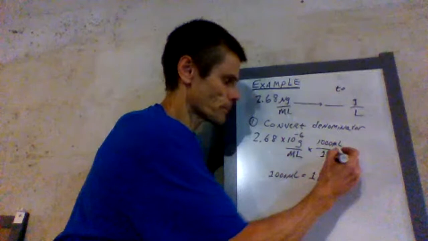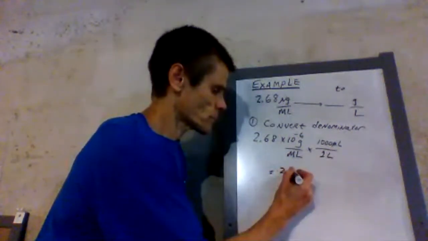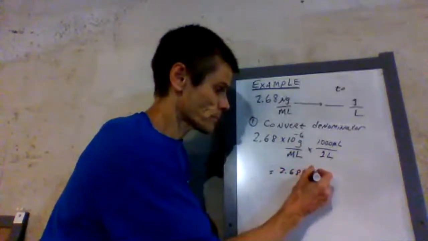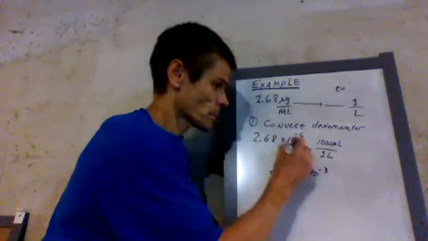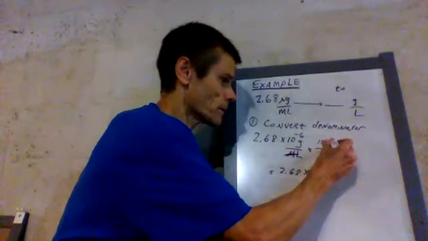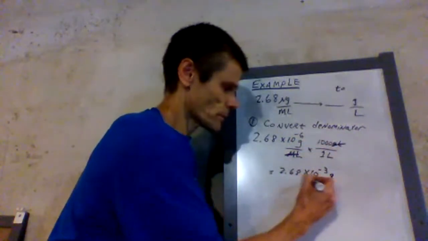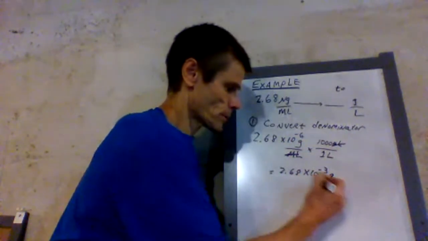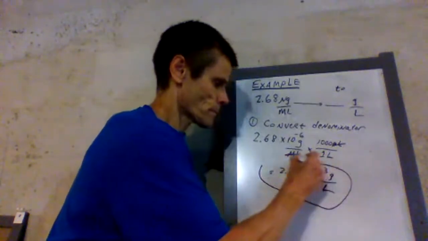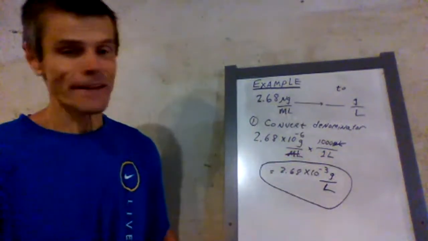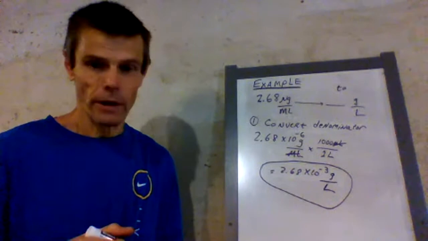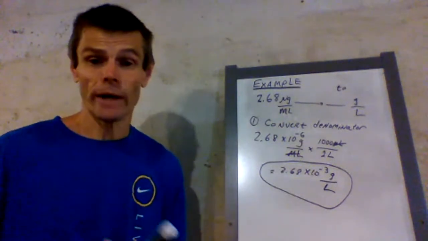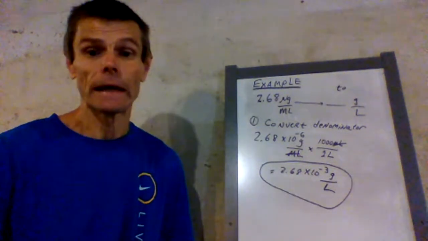Cross that out. The answer that we get are now going to be in grams per liter. And that's how we do conversions involving situations in which we have units both in our numerator and our denominator.